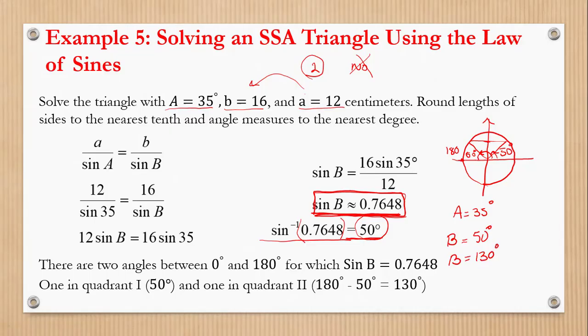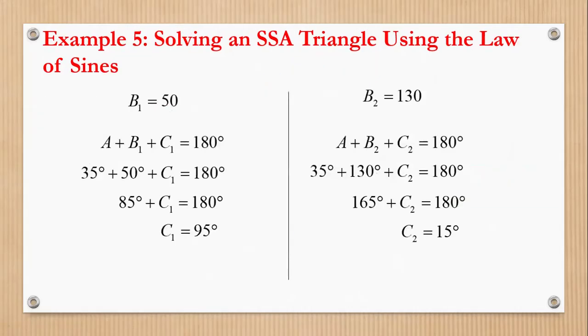If B is 50 degrees, how much is C? If B is 130 degrees, how much is C? Because you know the sum of all three angles is 180. If you add them together and set it equal to 180, if B is 50 degrees, C must be 95 degrees. If B is 130 degrees, C must be 15 degrees.